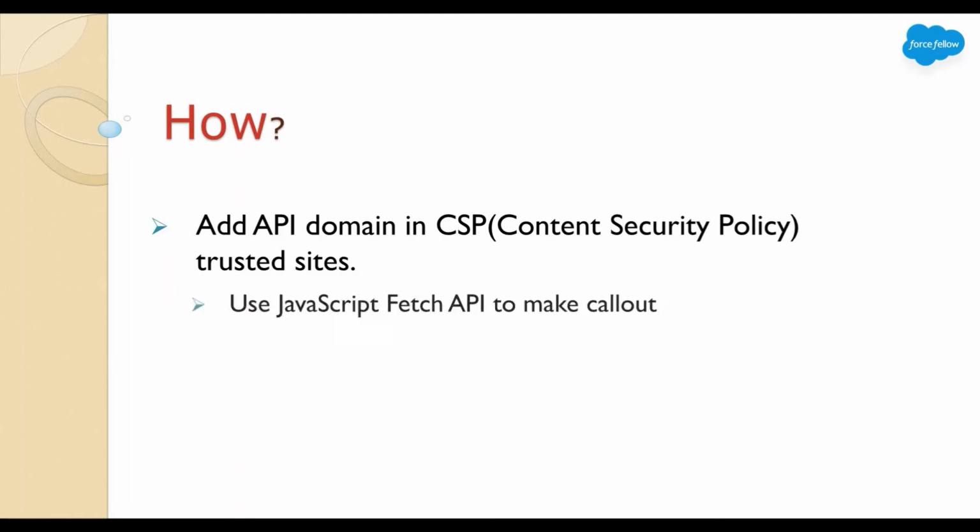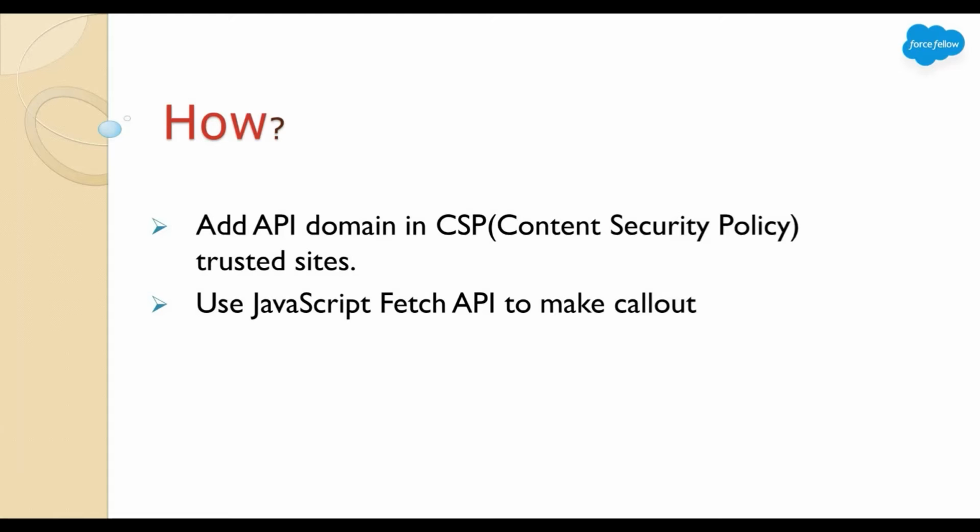Second, we need to use the JavaScript fetch API to call any kind of web API. The fetch API is the JavaScript feature that allows us to make API calls across the network, and it provides a global fetch method. With the help of that, we can call our web APIs.